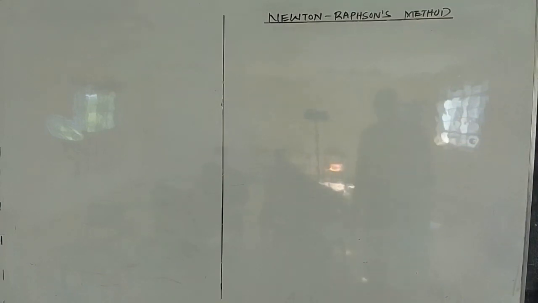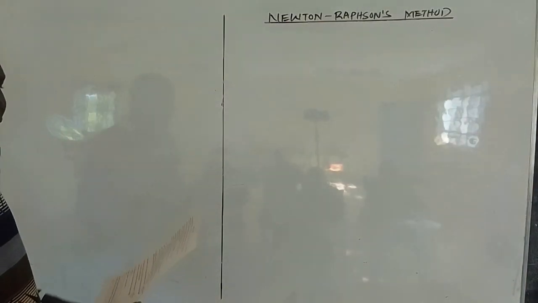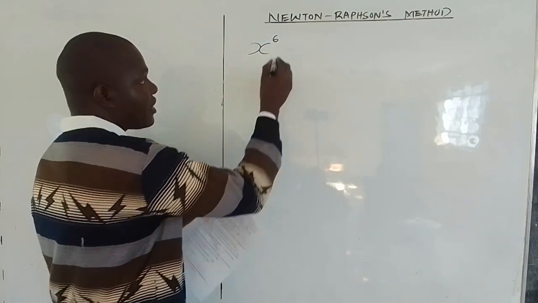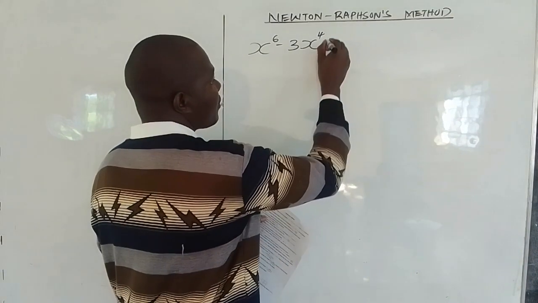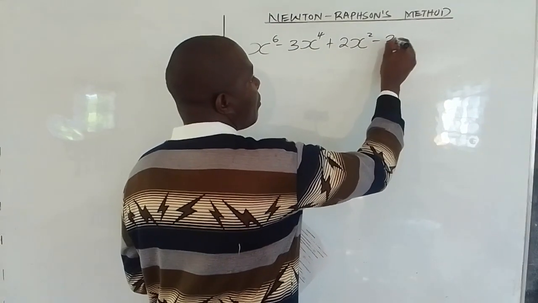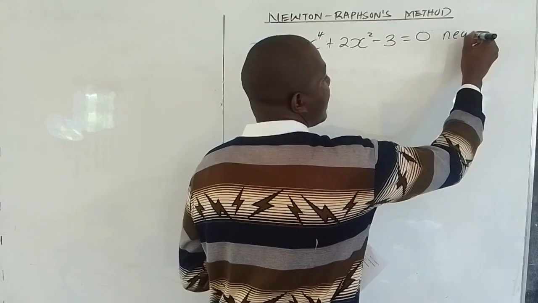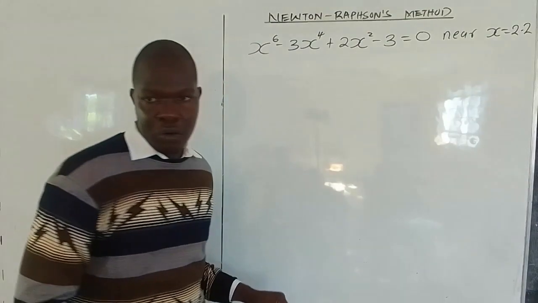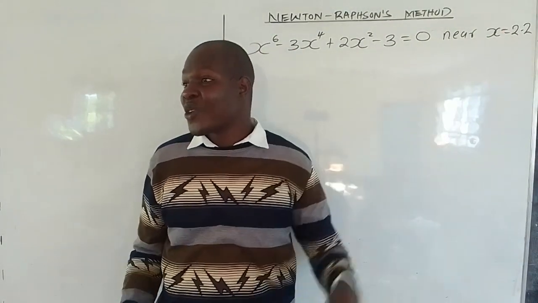The next example: use the Newton-Raphson method to solve the equation x raised to power 6 minus 3x raised to power 4 plus 2x squared minus 3 is equal to 0, near x is equal to 2.2. So when you are told near x equals 2.2, this will be your starting x naught, isn't it?